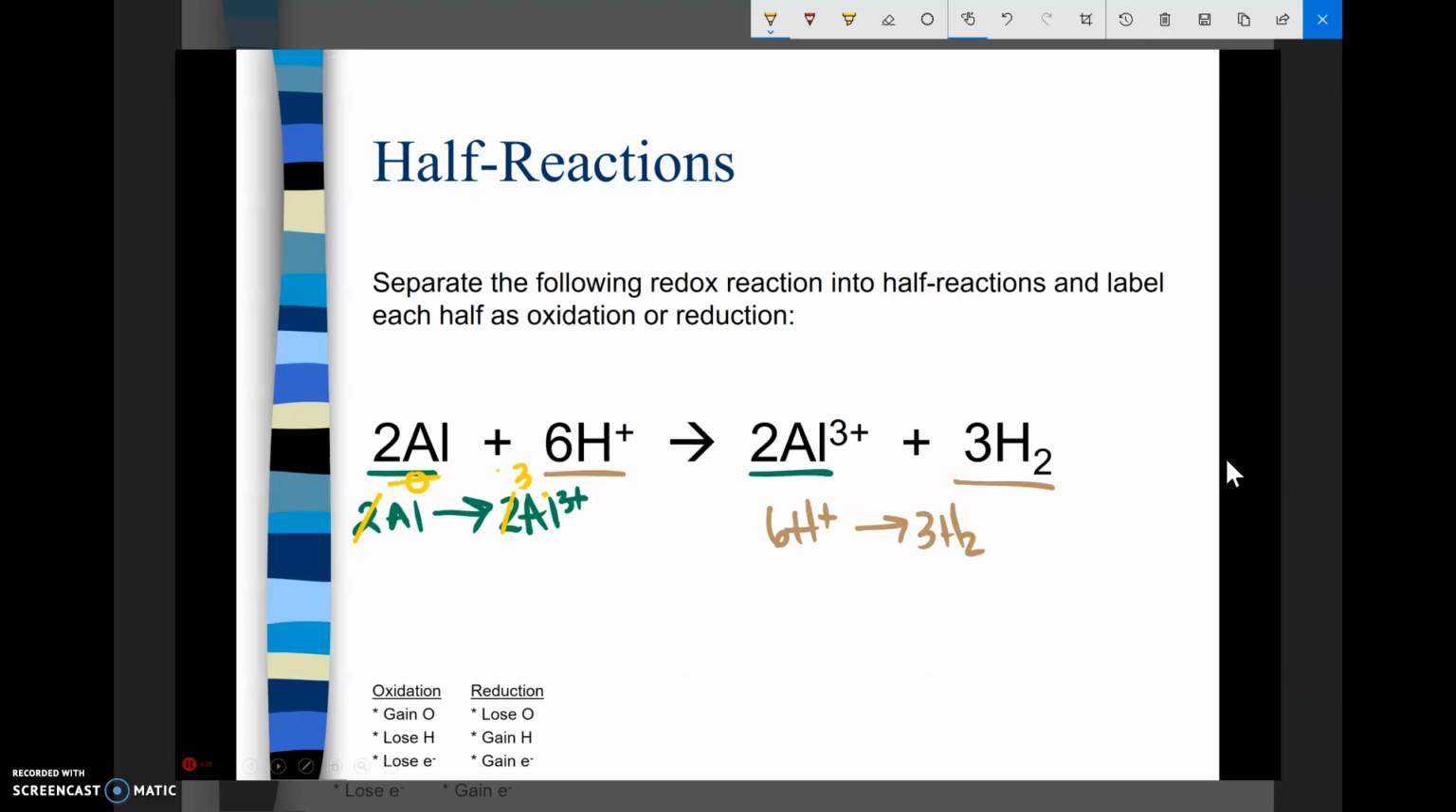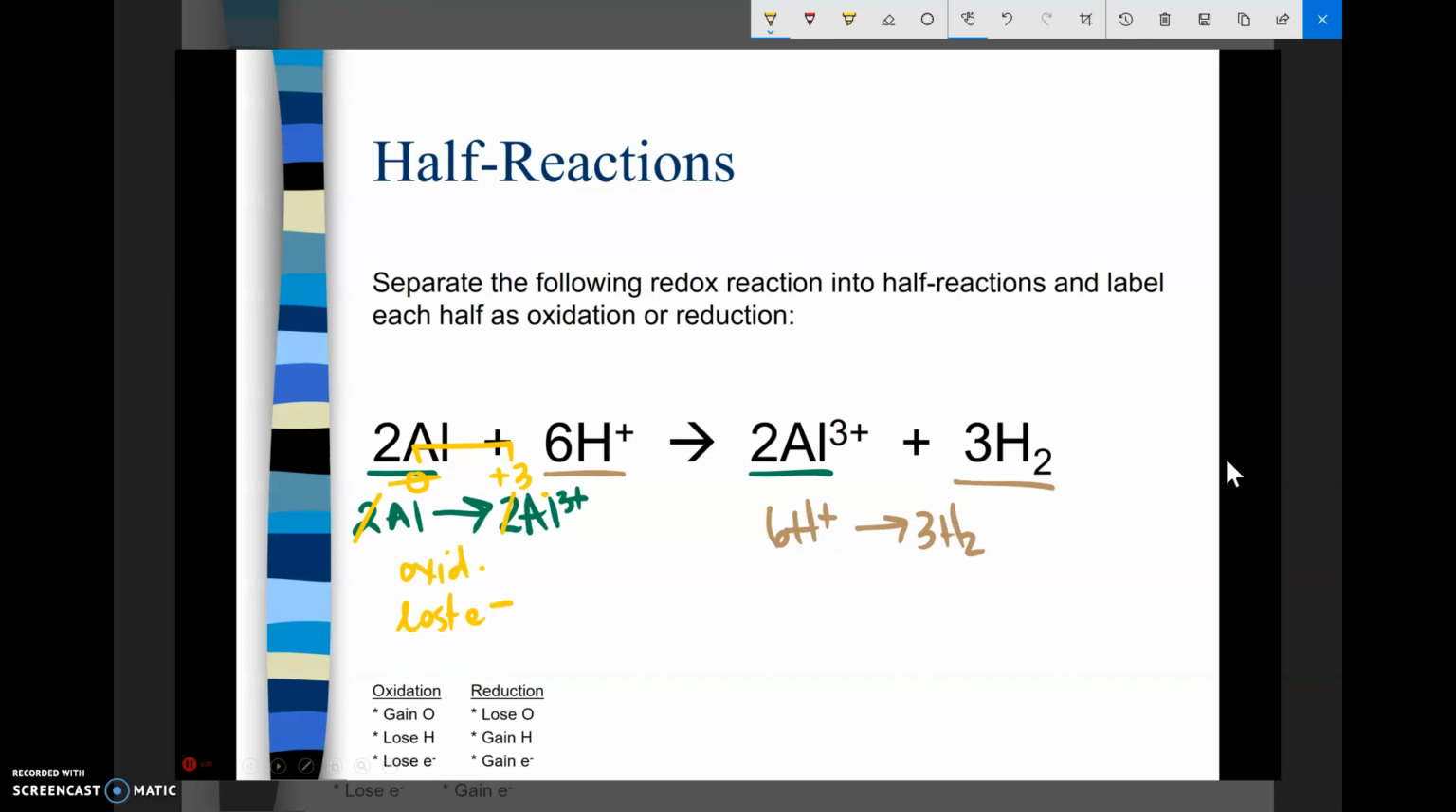This aluminum is a monatomic ion, so it's a +3. Our oxidation number increases, then this shows oxidation, and that's because we've actually lost electrons. If we lose something that's an electron, which is negative, things become more positive.